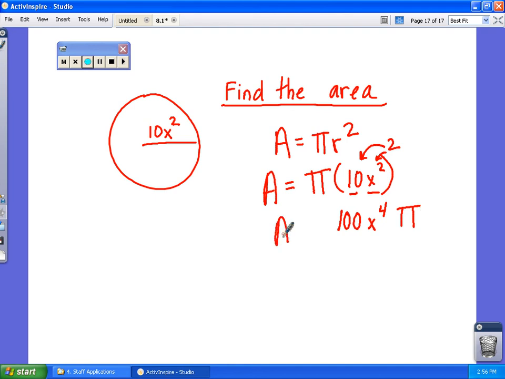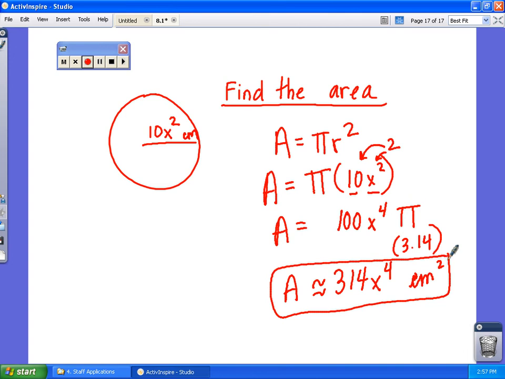So you can leave it in terms of pi. In geometry you learn that it's okay to leave pi just as a variable, pi. But if you actually multiply by about 3.14, you get 314x to the fourth. So the area equals about 314x to the fourth, and we're going to say that this is in centimeters, so we can say square centimeters.